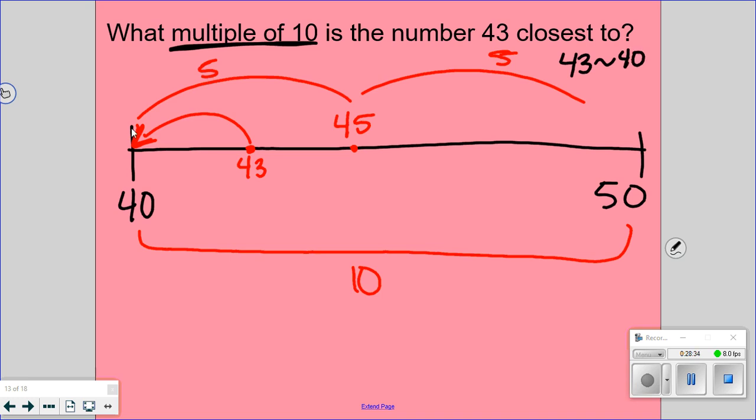Yeah, that works. Keep your head up. It's closer. Do you see how it's closer to 40 than it is to 50? Look how far it has to go. 45 is not a skip count of 10. Remember?